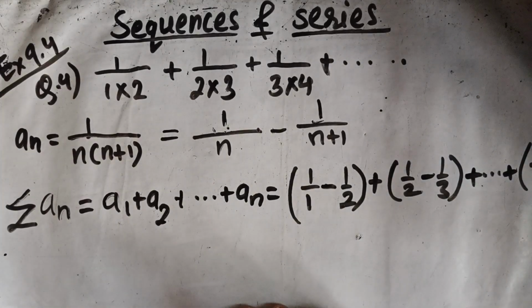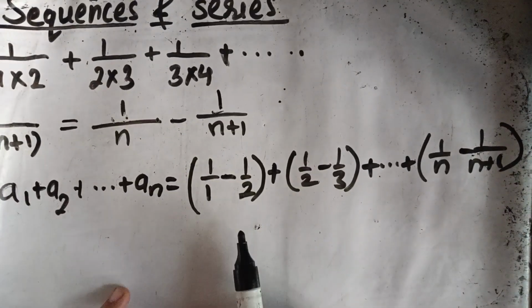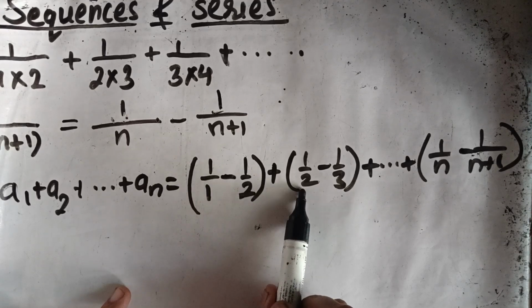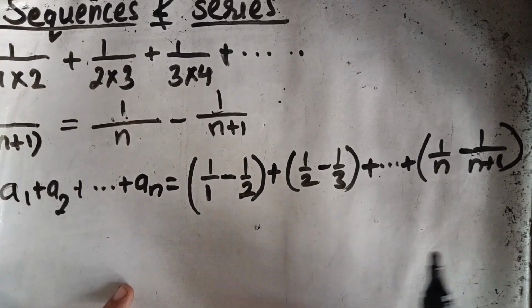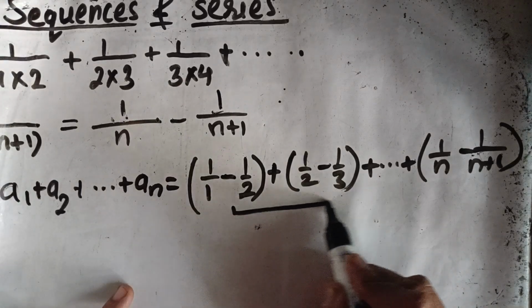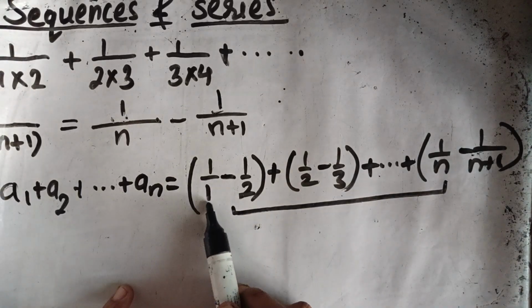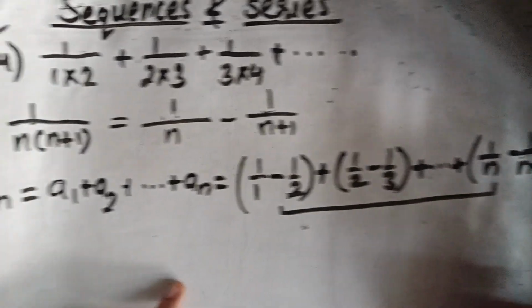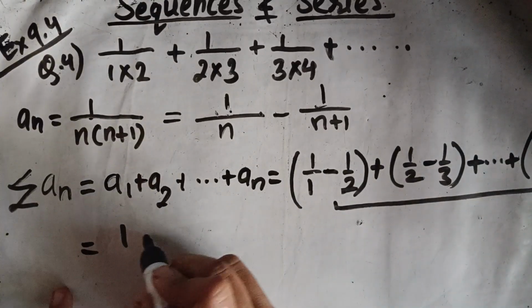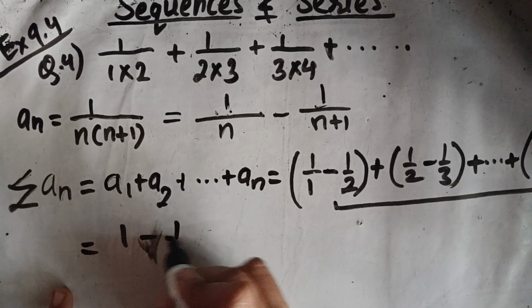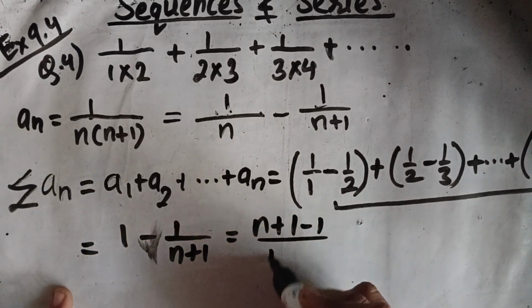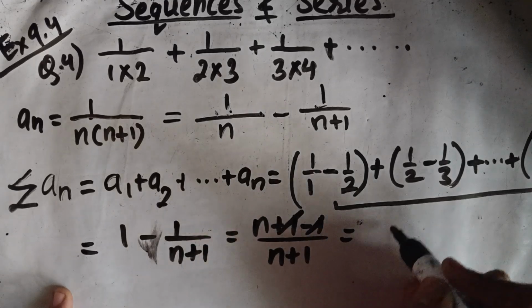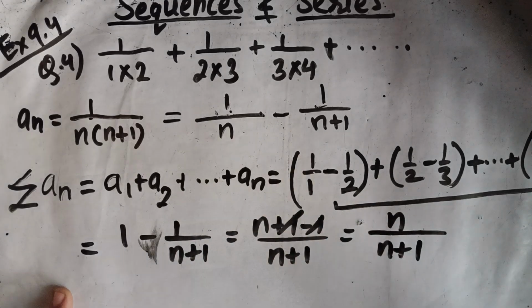Okay, so this terms half, minus half and plus half gets cancelled, then minus 1 by 3 and plus 1 by 3 and so on till here. So the remaining terms are 1 and this minus 1 upon n plus 1. Cross multiplying, n upon n plus 1. Okay, so this is the sum.